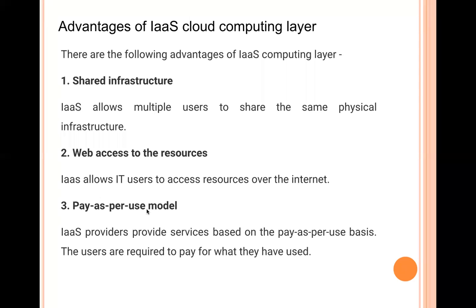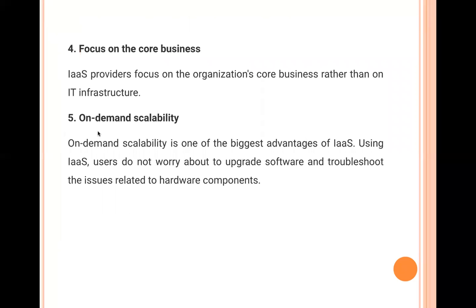Then web access to the resources, we can access those resources over the internet. Then the pay-per-use model: as per our use we have to pay, how much we use the resource, that much we pay only, like electricity. Then the fourth advantage is that IaaS lets the organization focus on its core business rather than IT infrastructure.